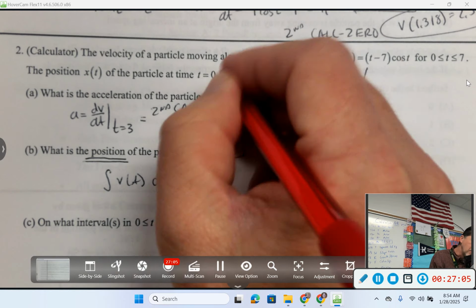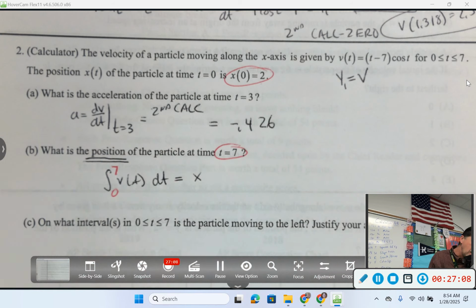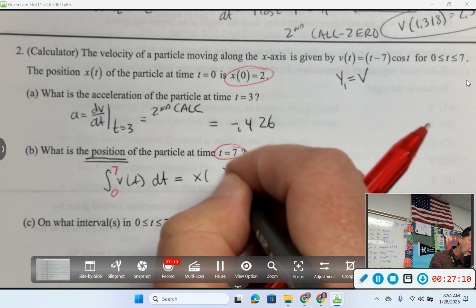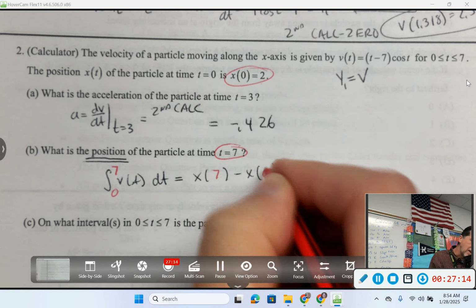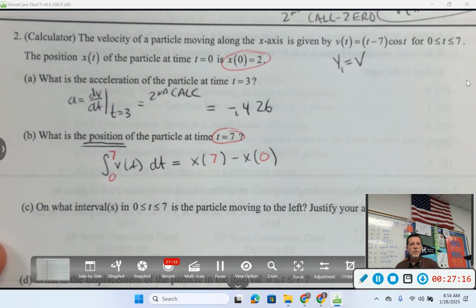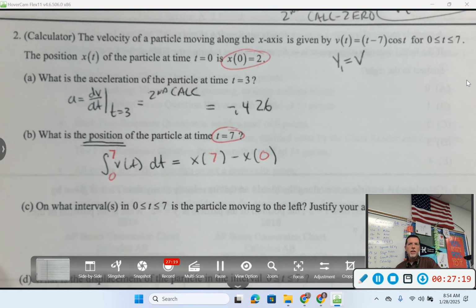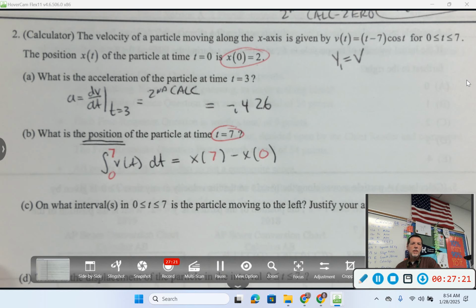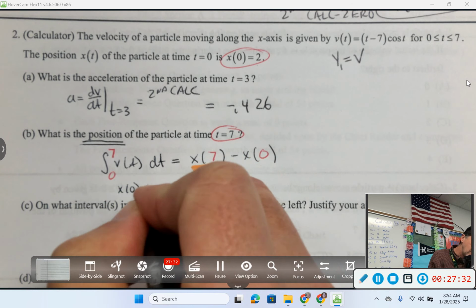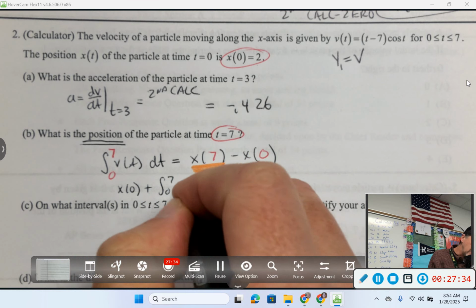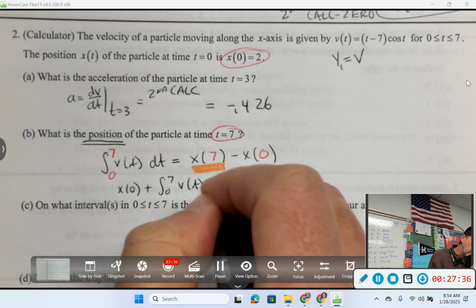So I'm hearing 0 to 7, because that would give me x of 7 minus x of 0. Okay, I'm looking for x of 7. Like that's the point of this problem. So I'll move x of 0 to the other side, and I'm going to let the calculator do the hard work here.